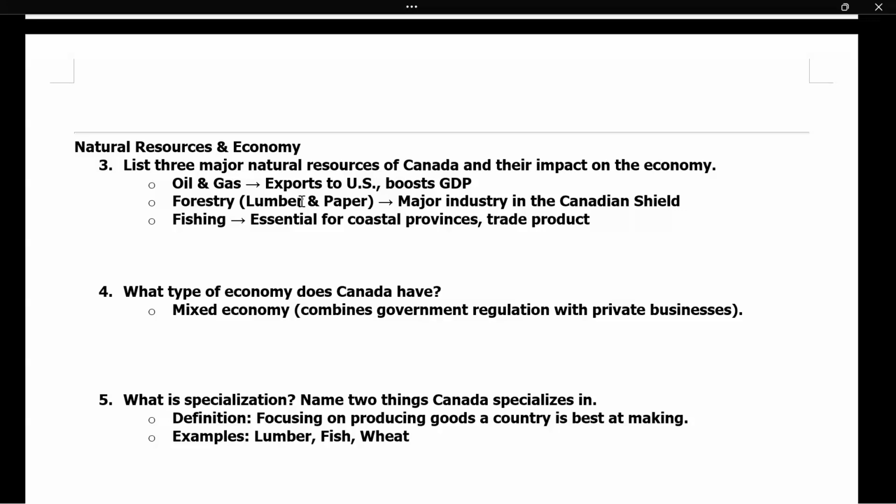Now, specialization. We talked about how it is one thing that somebody is good at and they just keep being good at it. Because of that skill, they excel at it and it's easy for them. So, for example, it's focusing on producing goods a country is best at making because it makes trade efficient and easy. When it comes to Canada, they specialize in lumber, fish, and wheat. Again, they specialize in lumber, fish, and wheat.